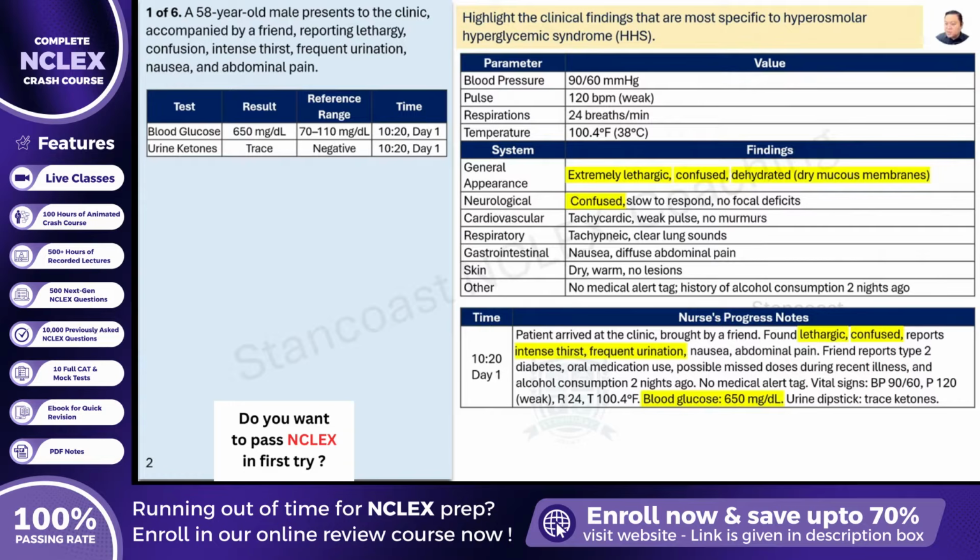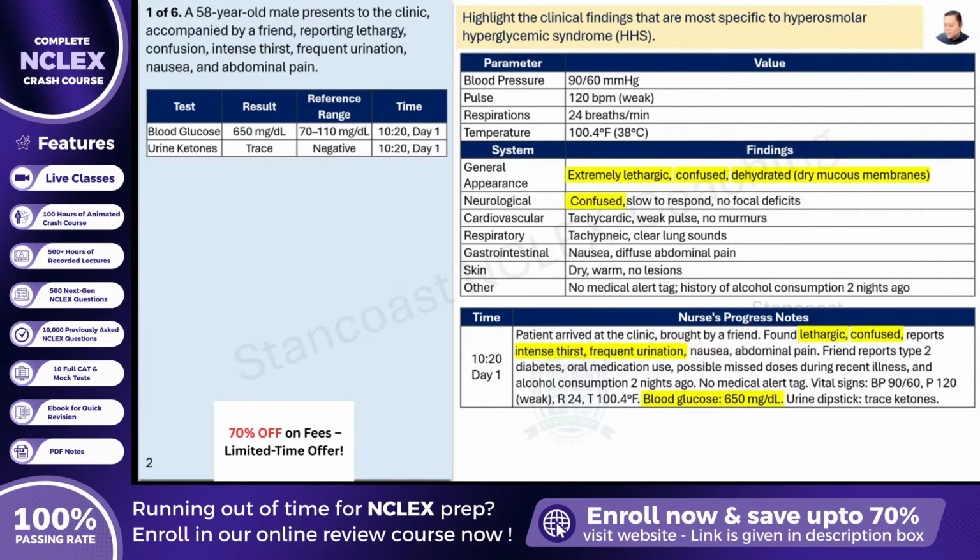Now, let's look into the portion right there at the bottom. You'll see there trace ketones right next to the blood glucose of 650 milligrams per deciliter. So this finding will help you rule out diabetic ketoacidosis, which typically has large ketones, but having trace ketones is not enough on its own to diagnose HHS.